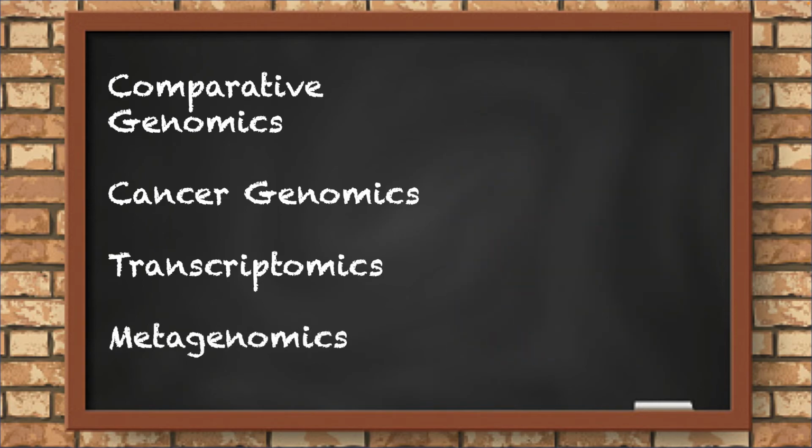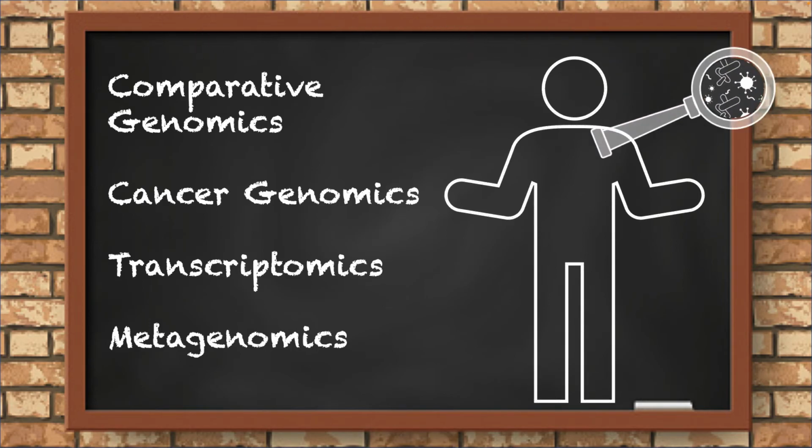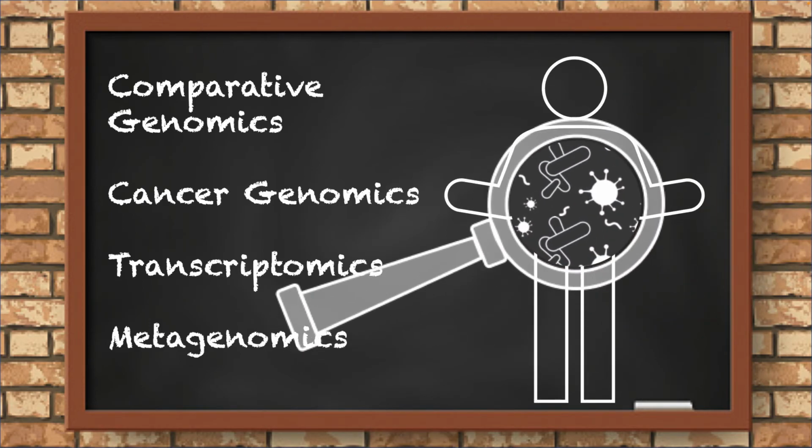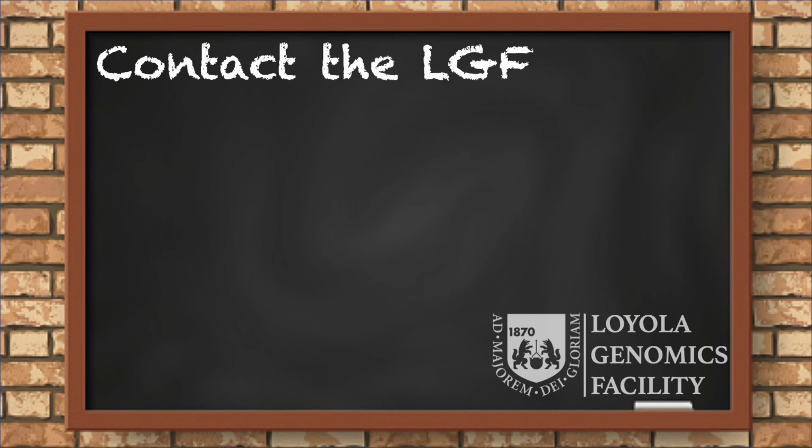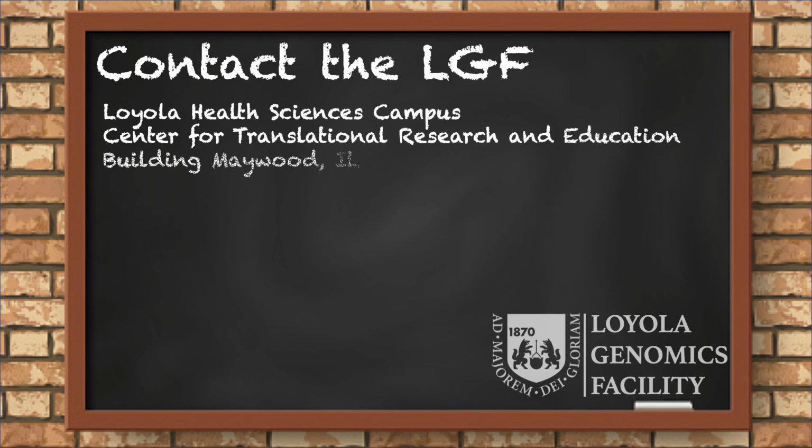Metagenomics sequences the DNA not of an individual, but of a community, such as the microorganisms that live on and inside absolutely everyone. This data can help identify the effect those communities have on the health and well-being of their host. And of course, this just scratches the surface of all the possible experiments that can be performed using next-generation sequencing.